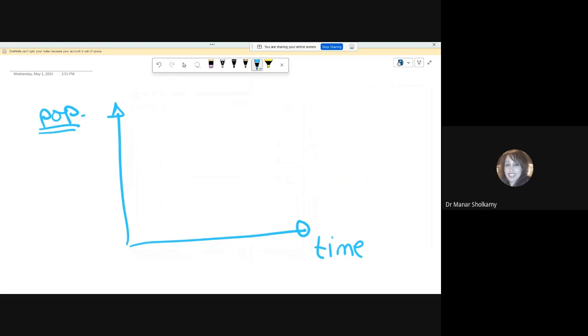What's the name of the curve? Let's start with the name of the curve. It starts with the letter S. Sigmoid. Yes, thank you. It is called the sigmoid curve, and it looks like this. Okay, what is this phase called? The lag phase. Correct. What is happening in the lag phase?